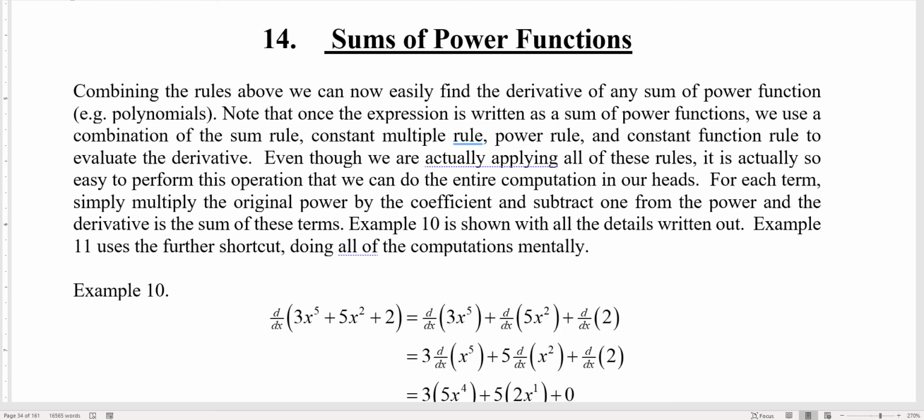Hello, this is Jack Jackson, and in this video we're going to talk about the derivatives of sums of power functions.